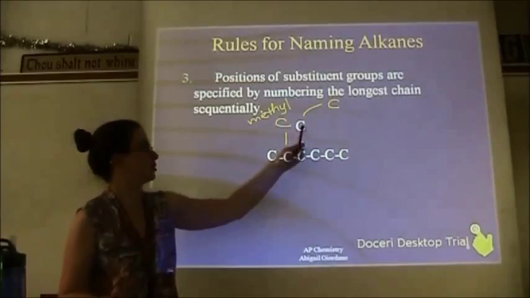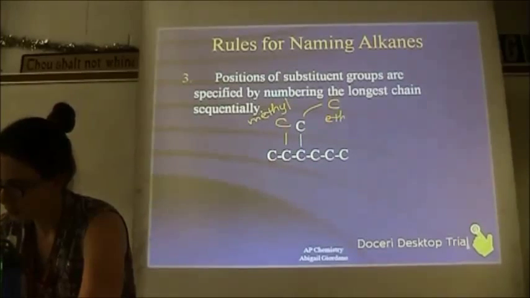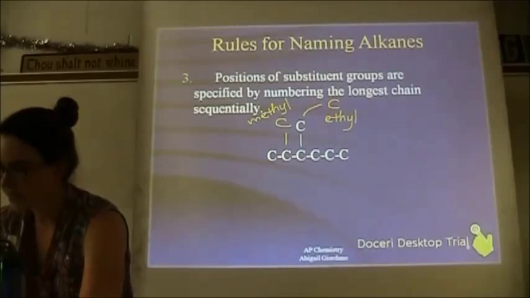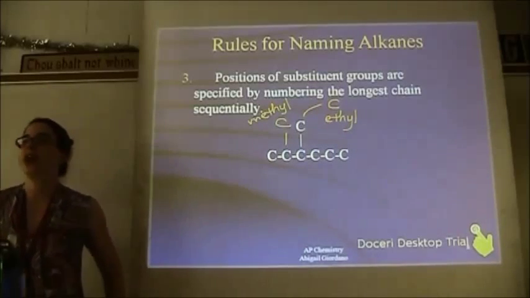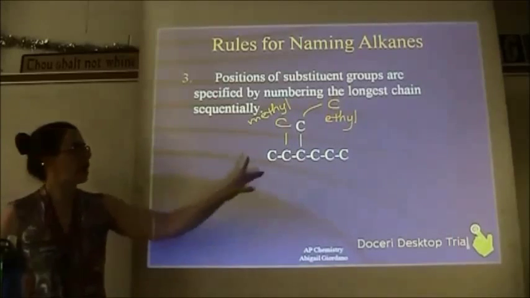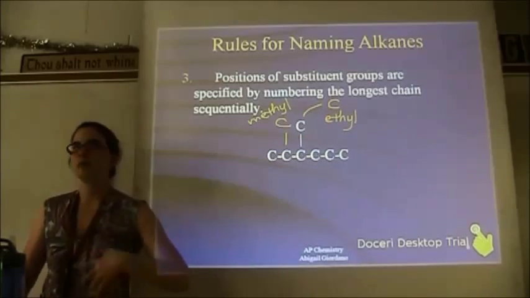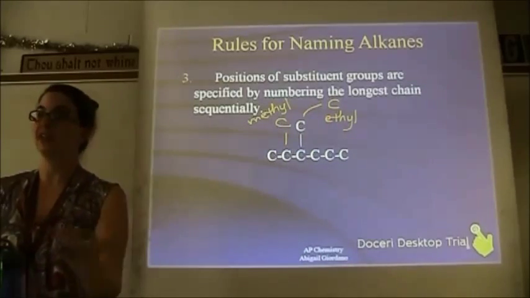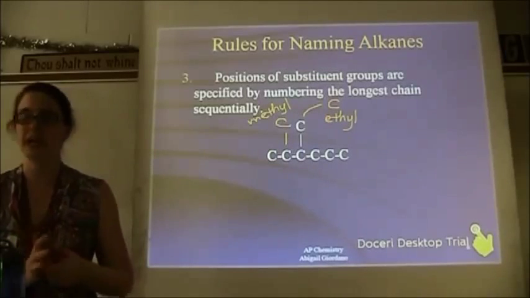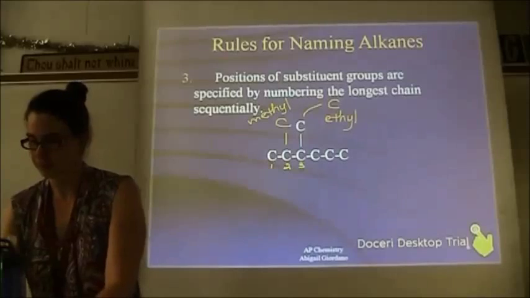What about a substituent with two carbons? Ethyl. Okay. Let's decide how we want to number our chain. Should I number from left to right or right to left? Left to right. If you've got more than one substituent, you need to think about, you know, I want collectively the lowest numbers I can get. So this would be better to number from left to right.